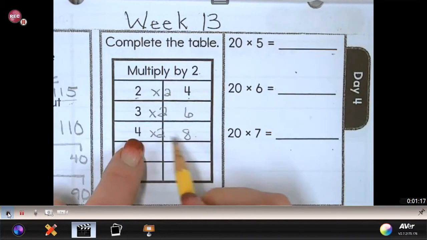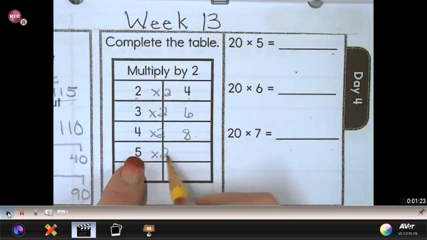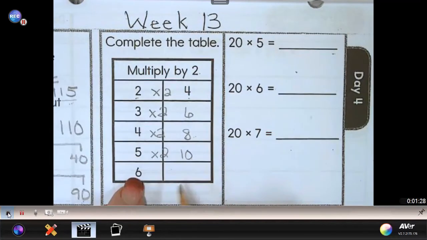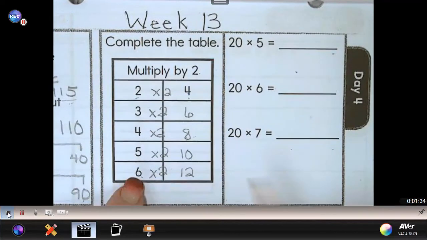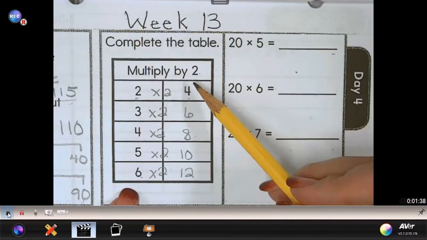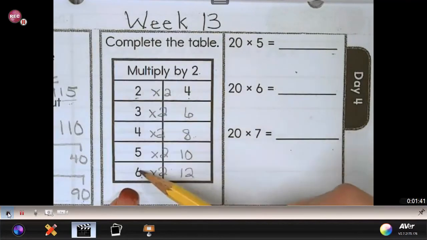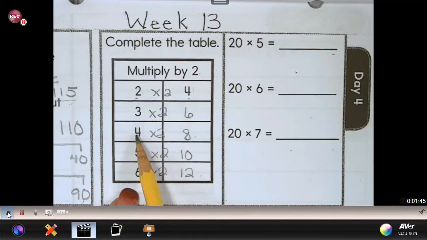But again, we also want to make sure that we're going input to output. 5 groups of 2. We're going to add another group of 2, and now we're at 10. Add another group of 2, and 6 groups of 2 is now 12. So our rule is to multiply by 2, and these are our input, and these are the output. So again, we're looking at the pattern going from input to output.